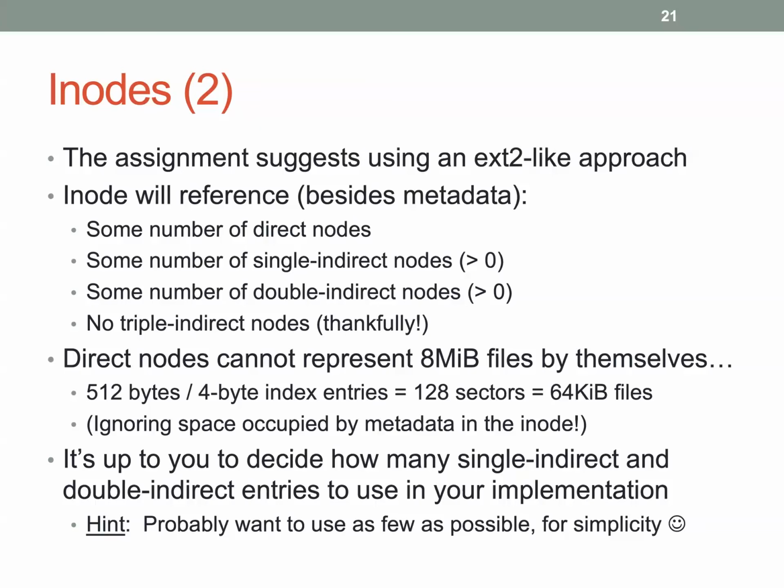And that's why ext2 has the design that it has. Small files are fast, medium-sized files are a little slower, and then large files are very slow. Because remember, when you're navigating this indexing structure, you have to do disk accesses to look up the next levels of indirection. So that's why ext2 has the design that it has.